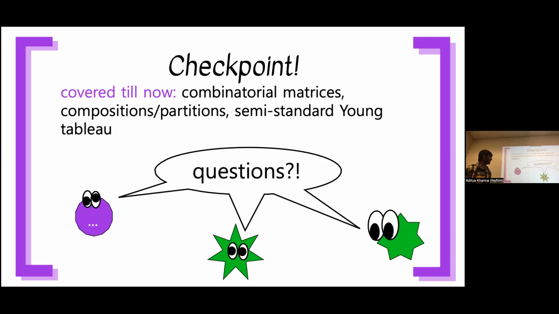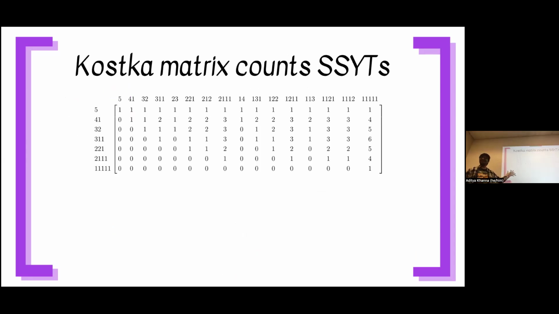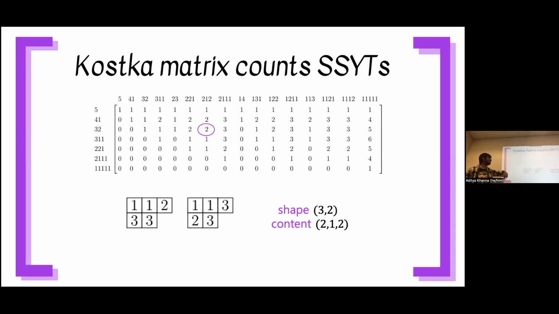Okay, moving on. So they're not unique, and that's great because the Kostka matrix is counting the semi-standard Young tableaux of a given shape and of a given content. So for example, if I look at this, I have partitions in my rows, so that will determine my shape. My shape is 3 2, and I'm filling them with content 2 1 2. So 2 1s, 1 2, and 2 3s. And these are the 2 that you get. And that's where the 2 comes from.